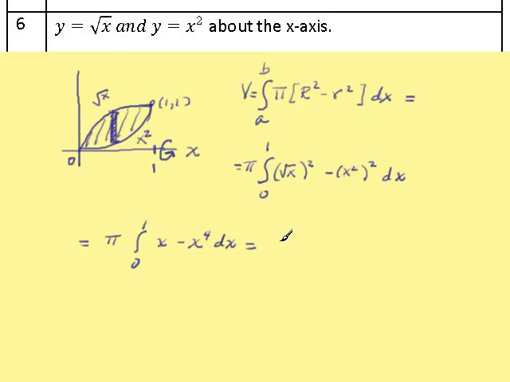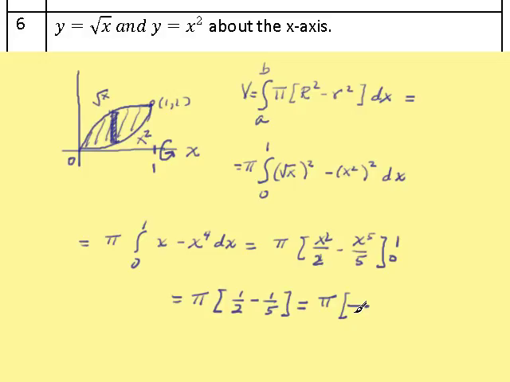All right, and we'll integrate using the power rule and evaluate between 0 and 1. And we get pi times 1/2 minus 1/5. All right, so we'll put this over 10. And we have 3 pi over 10 for our volume.